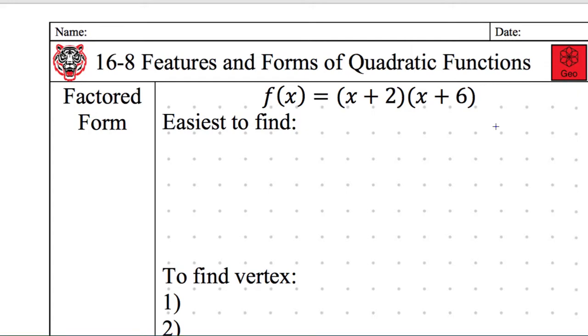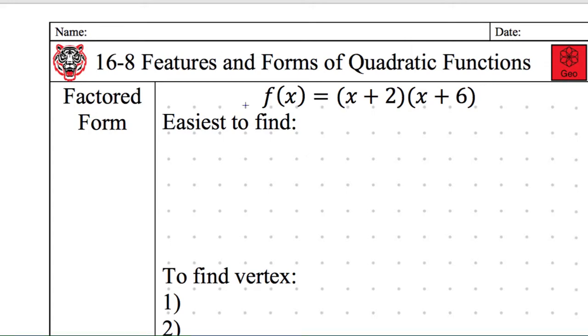I just need to finish this problem. All right. What is it easiest to find? You have one of three choices. Is it easiest to find the y-intercept? Is it easiest to find the x-intercept? Or is it easiest to find the vertex? Three options for each of these three forms. What is easiest to find for factored form?